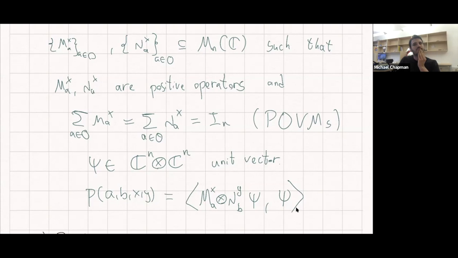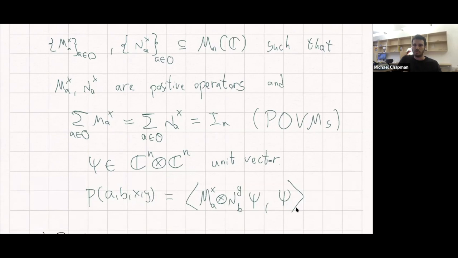Great, so why is this the definition? I'm not going to talk about that at all today, but just take it as a fact when you define the possible correlations coming from the tensor product model of quantum mechanics. These are the possible correlations that the players can use.